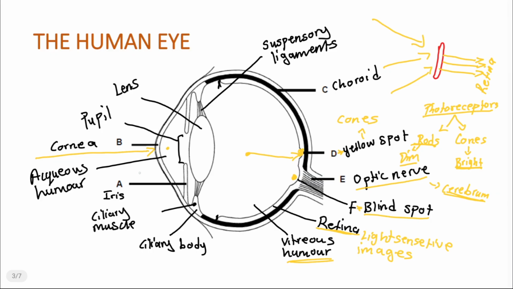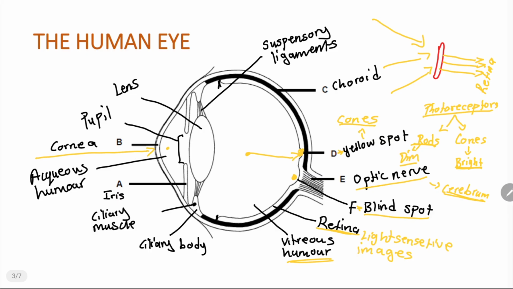In order for us to have the clearest vision, the light that is entering the eye must be refracted and focused on the yellow spot. Because in the yellow spot, this is where we're going to have the highest concentration of cones without any rods. Again, the yellow spot is what we describe as the center of clearest vision.